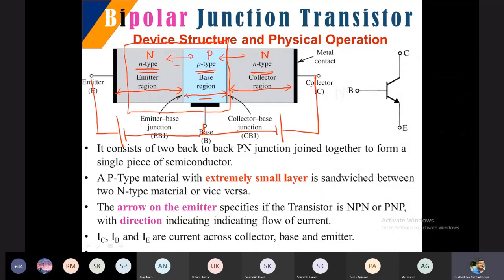You can observe in the third point, the arrow on the emitter specifies if the transistor is NPN or PNP. What is an arrow? If I want to represent this NPN in a symbol, just like we have a resistor, where I give a symbol, in the same way for a transistor the symbol looks something like this, where E is emitter, B is base, and C is collector. All of you are clear with this? Emitter is over here, base is over here, and collector is over here.